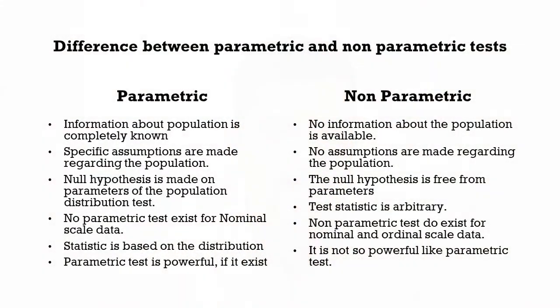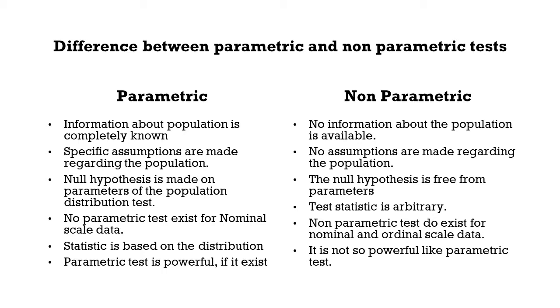Now, in parametric, no parametric test exists for nominal. See, in parametric, we cannot do a test for nominal scales, but in non-parametric, you have test statistics. You can do it for nominal as well as ordinal data. I already said that parametric is for ratio as well as interval scales. In parametric, statistics is based on the distribution. Now, non-parametric is not so powerful. It is not based on the distribution.